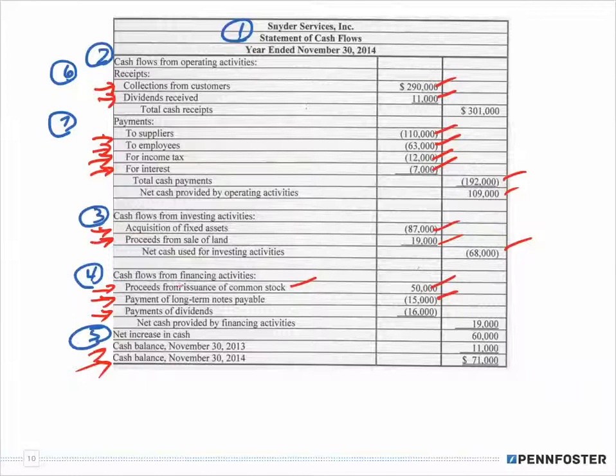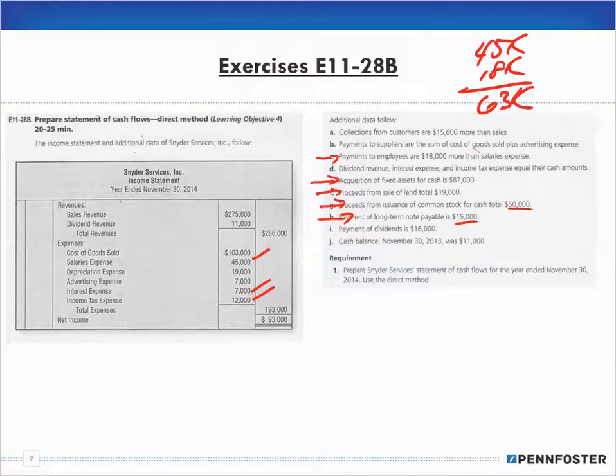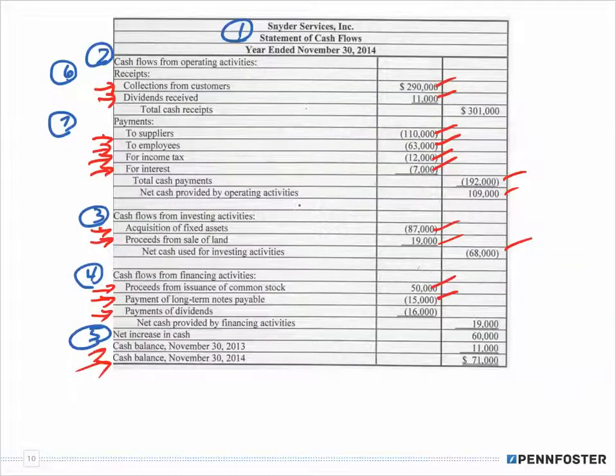Now notice again, this is proceeds from the issuance of common stock. When we sell common stock, what happens? We get cash. That's why it's a plus 50,000. But when we have a payment of our long-term note payable, what's happened to our cash position? We're paying out 15,000. We're paying off the note payable. That's why this is a minus 15,000. Again, this just describes the activity, but here is the effect on our cash. Right? Then we have a payment of dividends of 16,000. And those are all of our financing activities, so the total is 19,000.